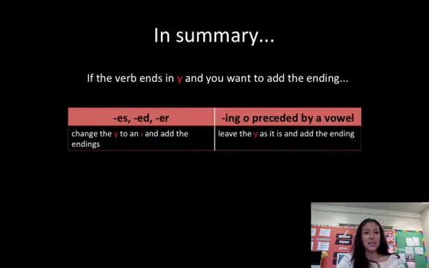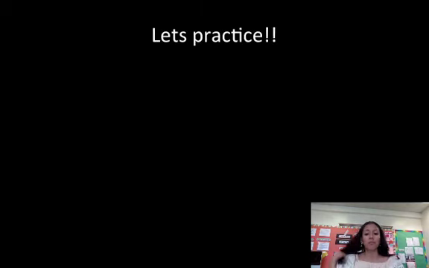All right? So let's take a look at this in summary. If the verb ends in Y, and you want to add the ending es, ed, or er, you change the Y to an I and add the ending. But if you want to add ing, or the verb is preceded by a vowel, leave the Y as it is and add the ending. Okay? I know it's a bit confusing, but this little table gives you a summary of what we just learned, of what the rule is. Okay? So let's practice.